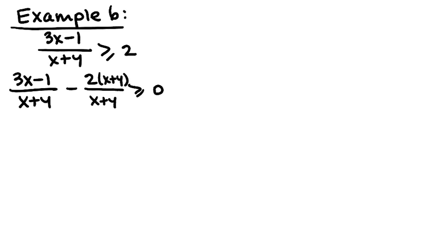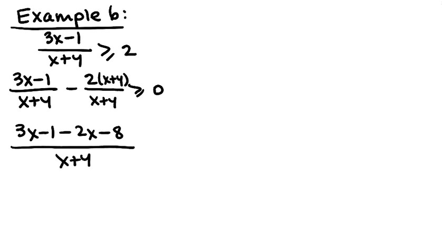Okay, so this is 3x minus 1 minus 2x plus 8, so it's minus 2x and minus 8, over x plus 4. We're interested in where that is greater than or equal to 0. Okay, so I put these all together. I've got 3x minus 2x is 1x, and -1 minus 8 is -9. So I'll just rewrite that as x minus 9.